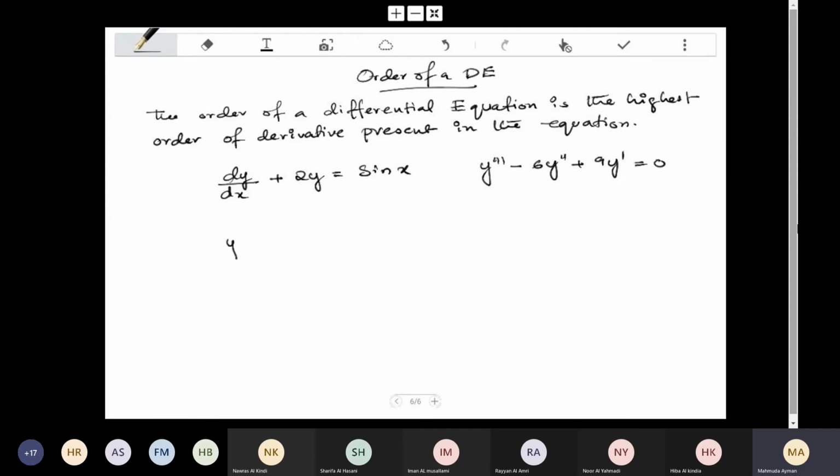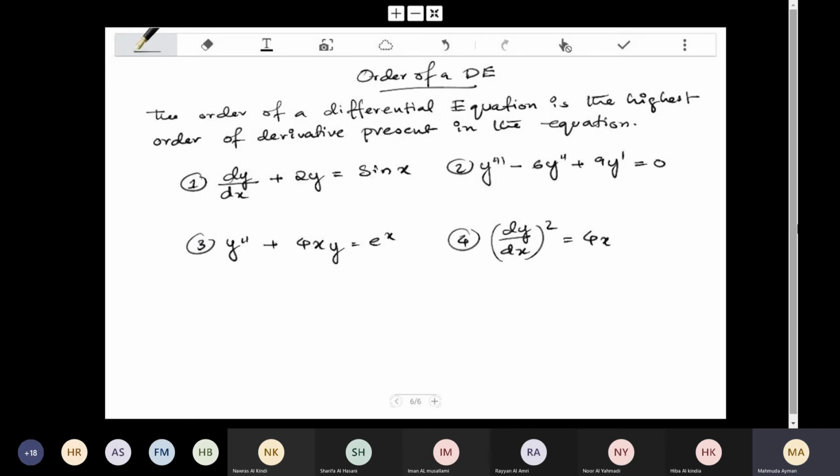And then you have y double prime plus 4x y is equal to e to the power x, and here you have dy by dx squared is equal to 4x. Now let me number them: 1, 2, 3, and 4.